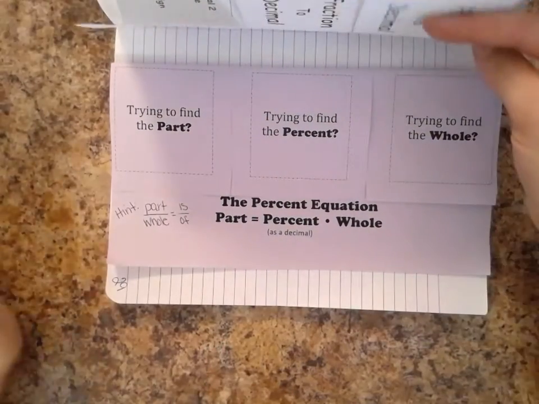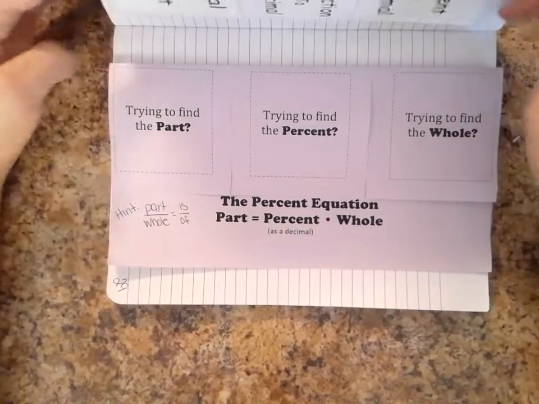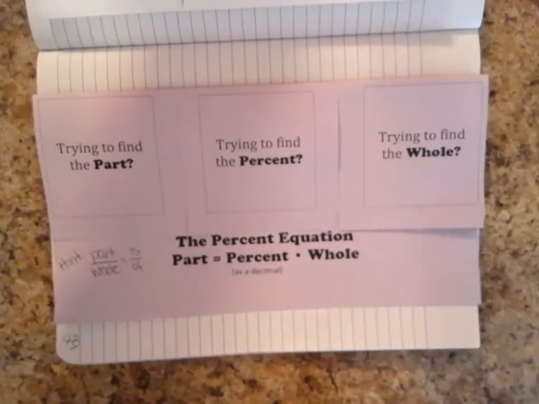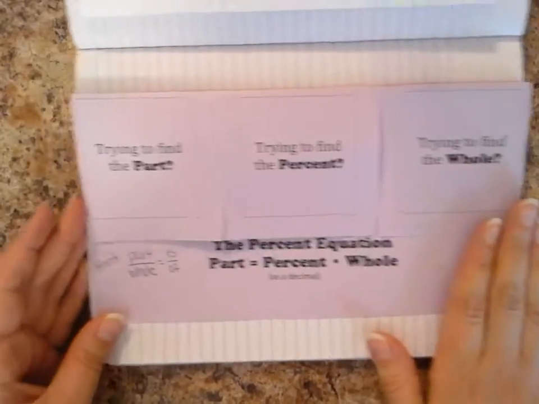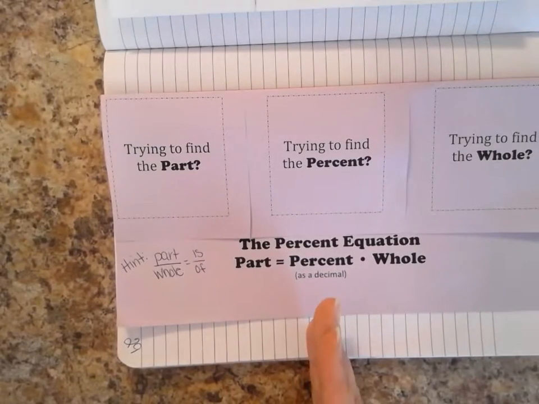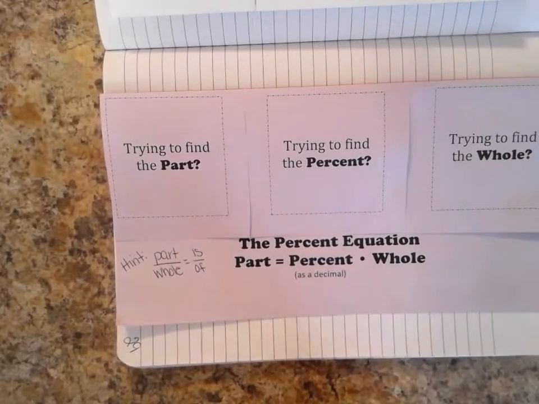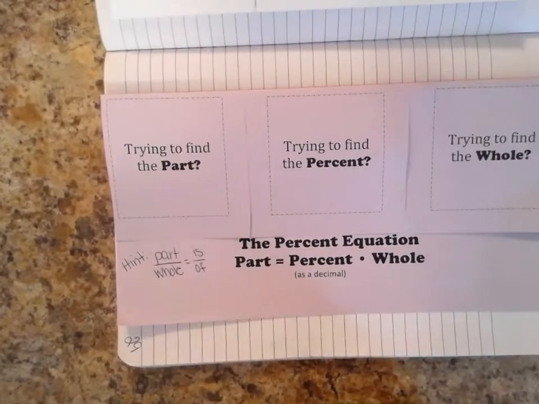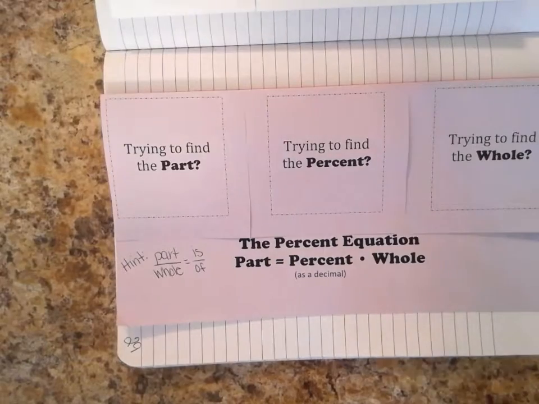All right, so hopefully you guys are all set on your purple paper. Let's see if we can scooch this out. Perfect. Okay, so there are three parts to the percent equation: the part, the percent, and the whole. Throughout this unit, we're going to experience different questions that require us to sometimes find the part, sometimes find the percent, and sometimes find the whole. So today we're going to focus on just mainly working with the percent equation.